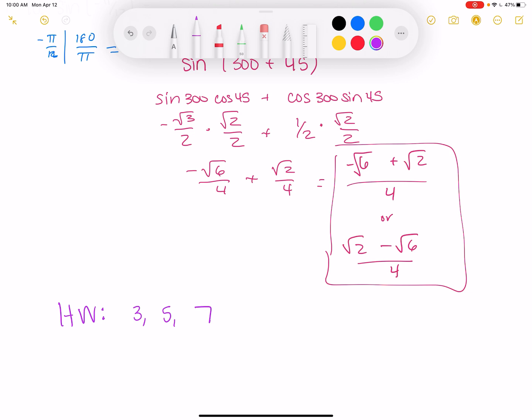Okay, and we'll do the reverse tomorrow, prove one identity, and be done.